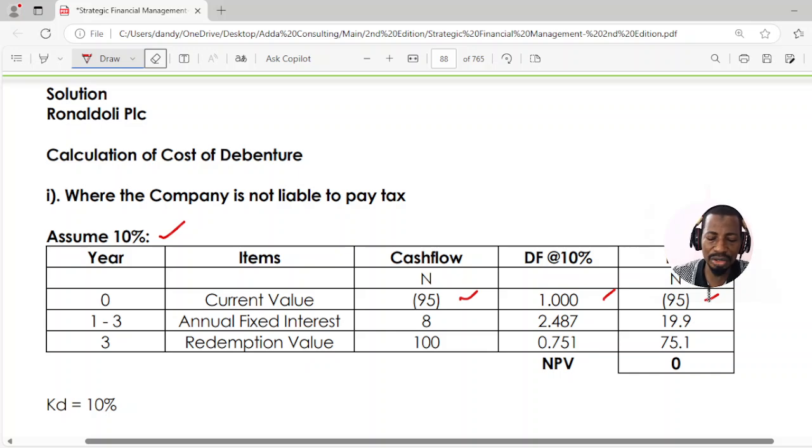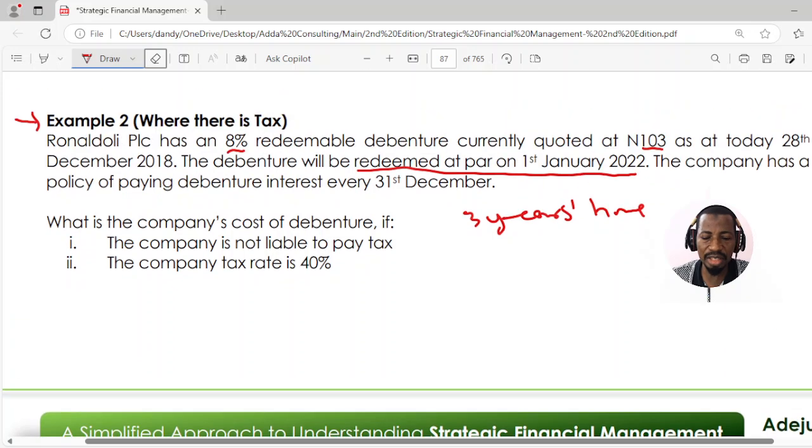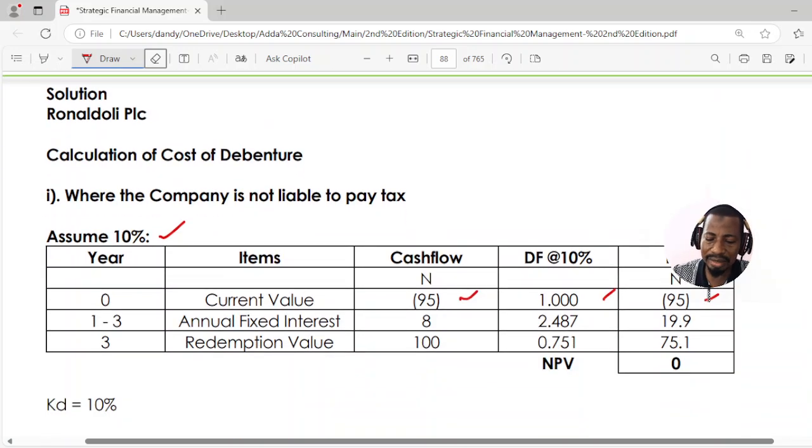Then, annual fixed interest. Since there is no tax, the annual fixed interest is just the coupon rate of 8%, which is 8. So, I need to calculate the annuity factor at 10% for year 1 to 3, because the maturity date is in the next 3 years. The annuity factor for year 1 to 3 is 2.487 multiplied by 8. That's 19.9. Then, how am I going to redeem the debenture?